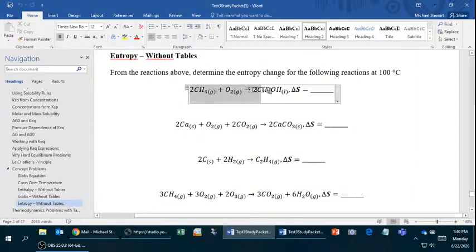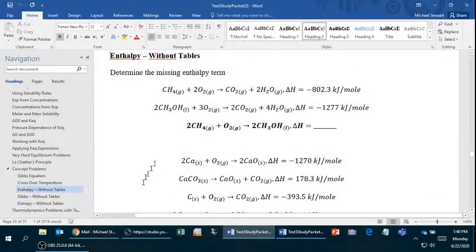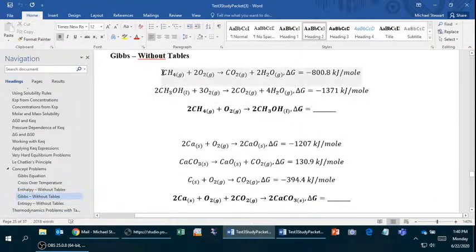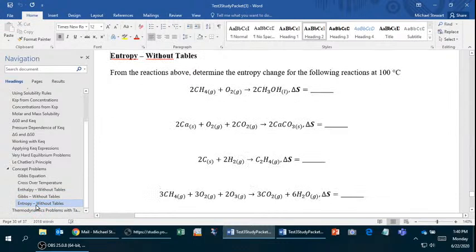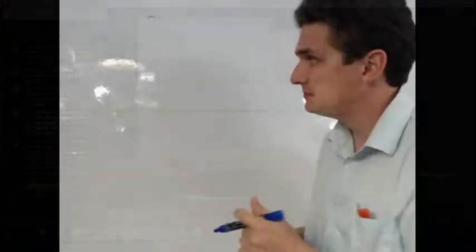So you see this 2CH4O2 going to methanol. If you go to the enthalpy, that reaction's also there. And if you go to the Gibbs, that reaction's also there. So each of these reactions you see with entropy have been solved previously for delta H and for delta G. So to figure out the entropy change, you're just going to use the Gibbs relationship.